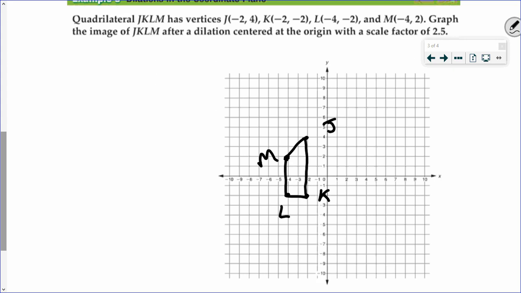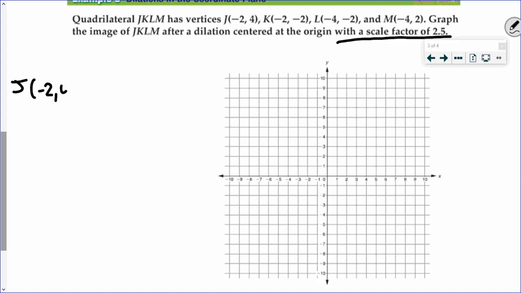All right, and we're going to dilate it with a scale factor of 2.5, a dilation centered around the origin. So again, we're just going to take the scale factor and multiply it by the x and y coordinates. I will erase JKLM solely because if I don't, the picture is going to get really crowded here. So let's do the dilation. J is the point (-2, 4).